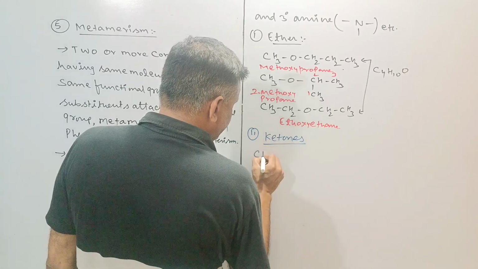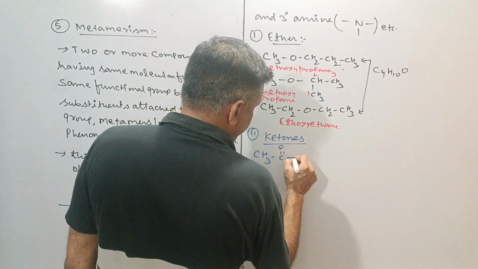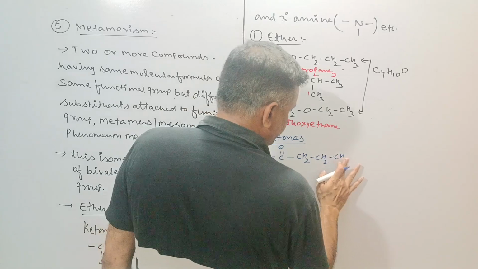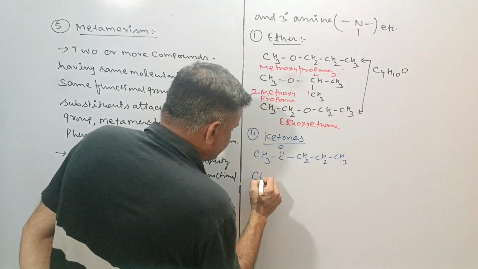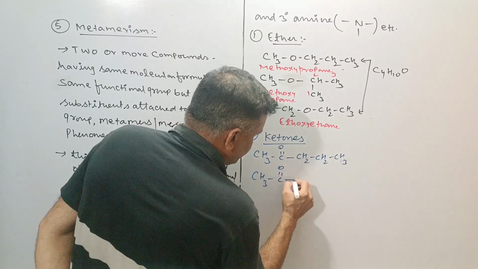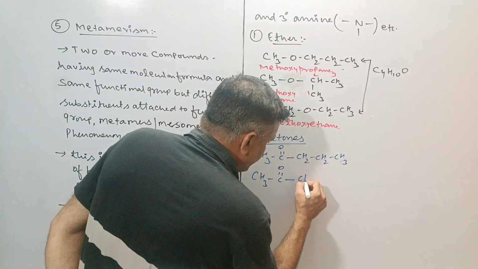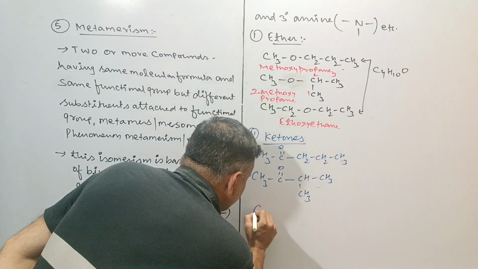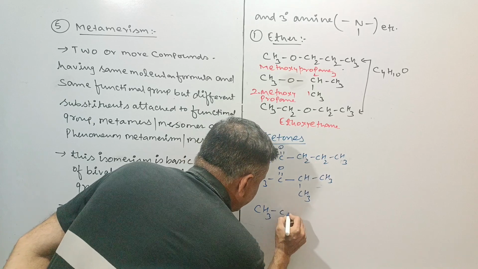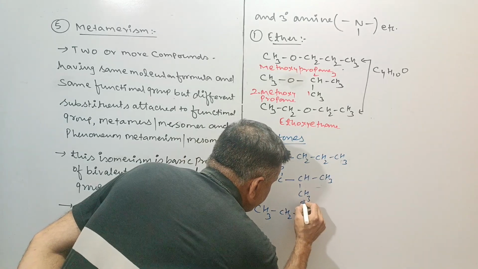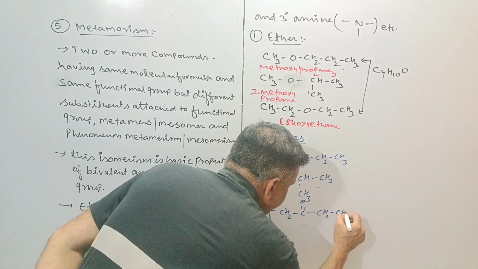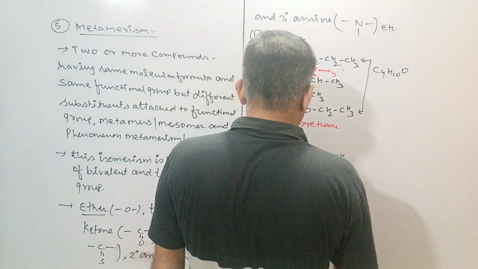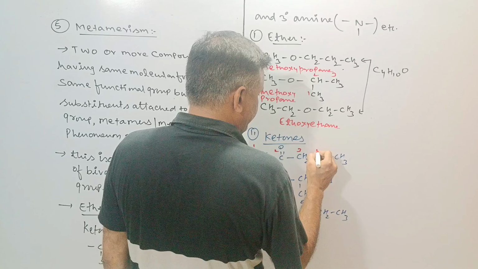As ketones, we can take the first example CH3CO, then CH2, CH2 and CH3. Next, we can take CH3CO where the n-chain can be changed into iso like this, with CH3. Next is the exchange of one of the CH2, then it can be as follows: CH2CO, CH2 and CH3. If I go with the first compound, it is called pentan-2-one. This is 1, 2, 3, 4 and 5.